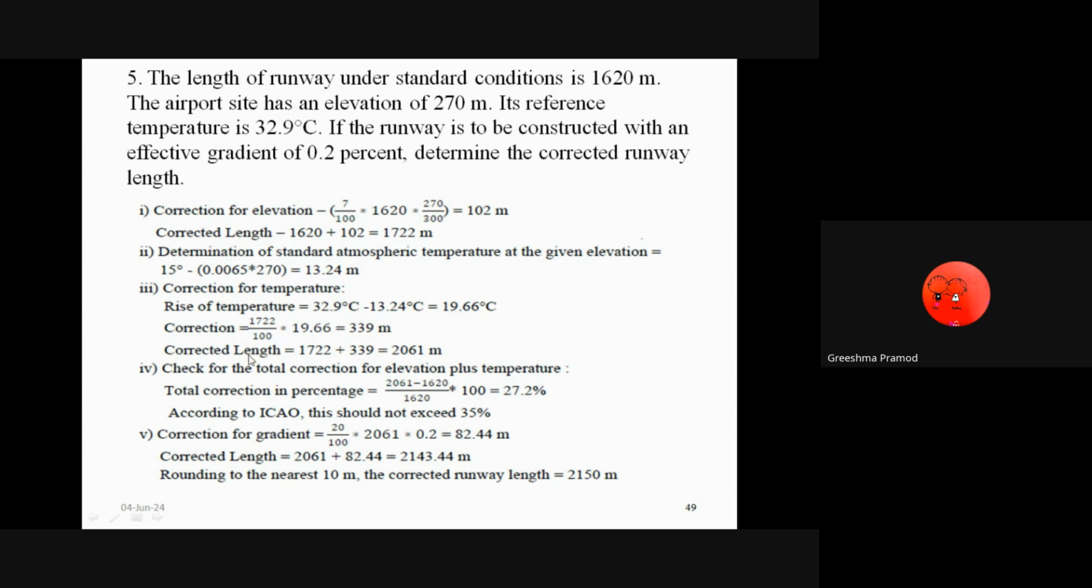Another corrected runway length എന്ന് പറഞ്ഞാൽ എന്തായിരിക്കും? ആ കിട്ടിയ എലിവേഷന് കിട്ടിയ corrected runway length plus the correction for temperature. അപ്പോൾ നമുക്കൊരു വാല്യൂ കിട്ടും. Then after that, we need to check for the total correction for elevation plus temperature.